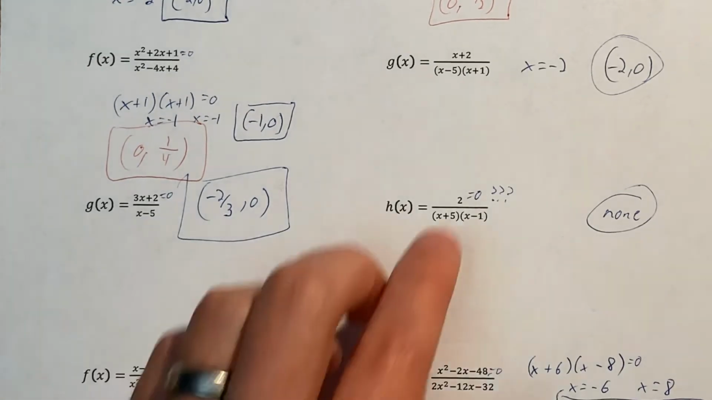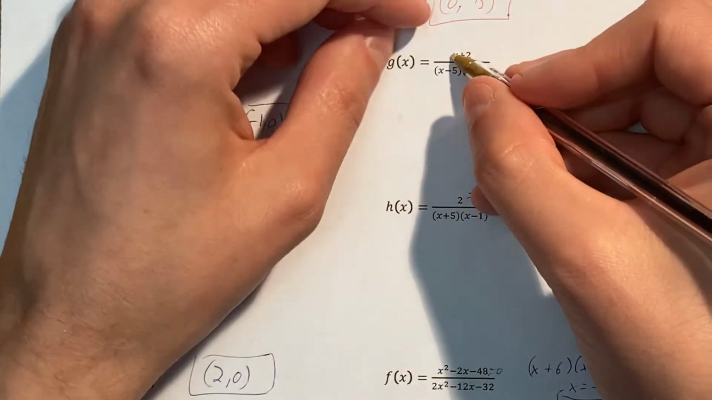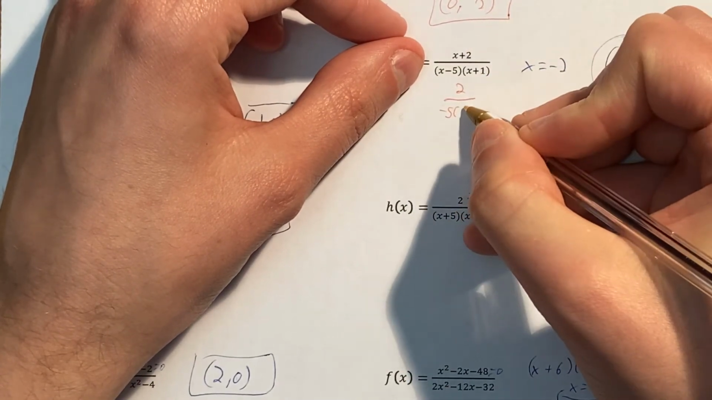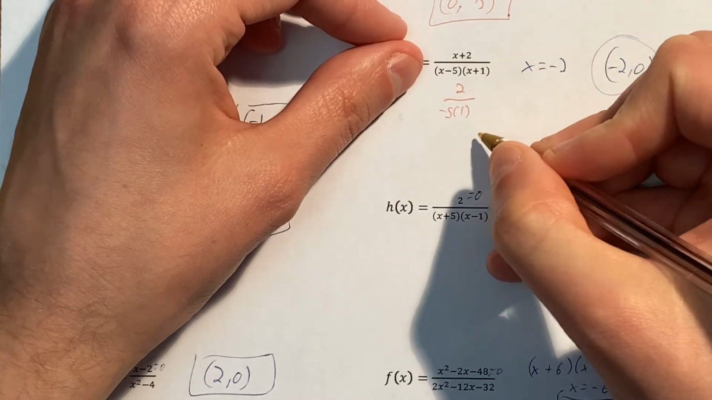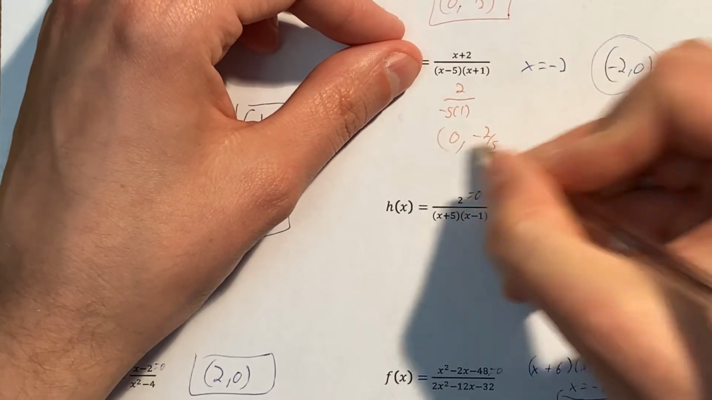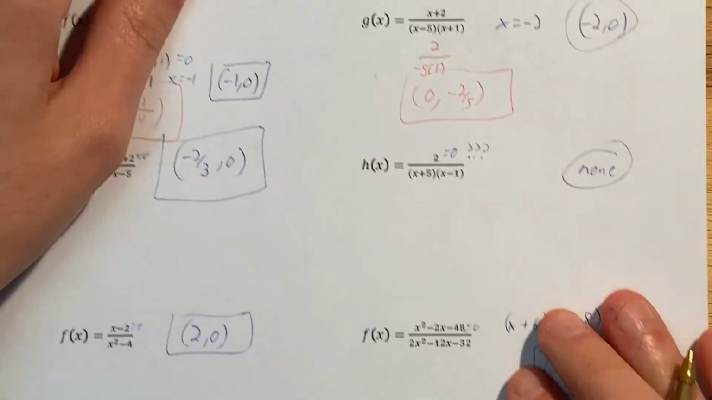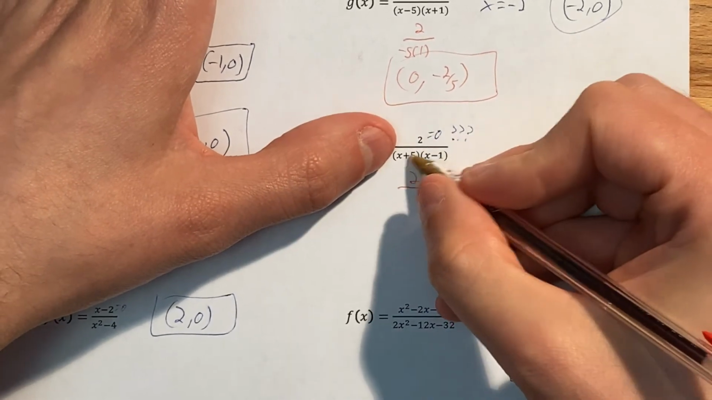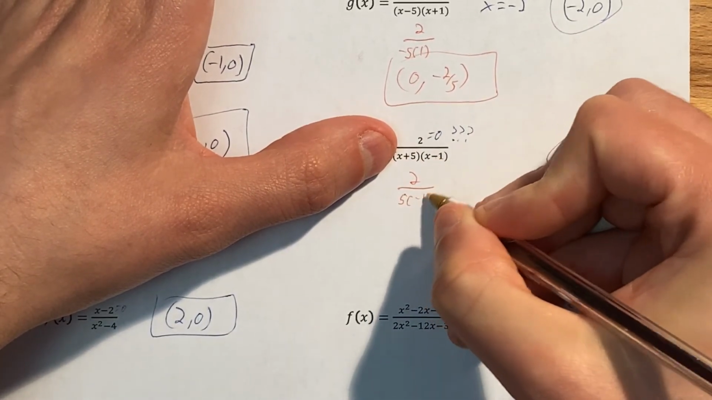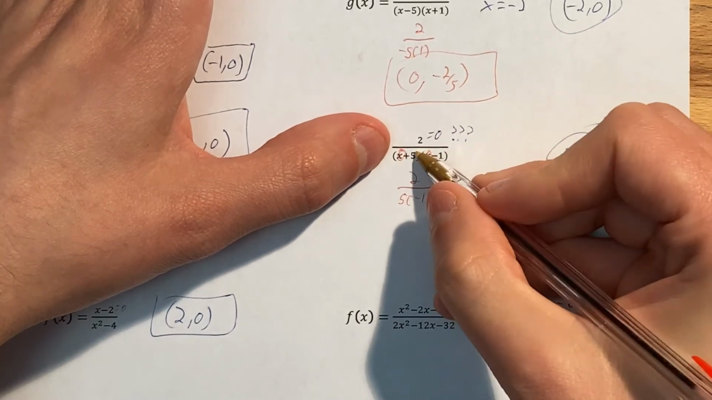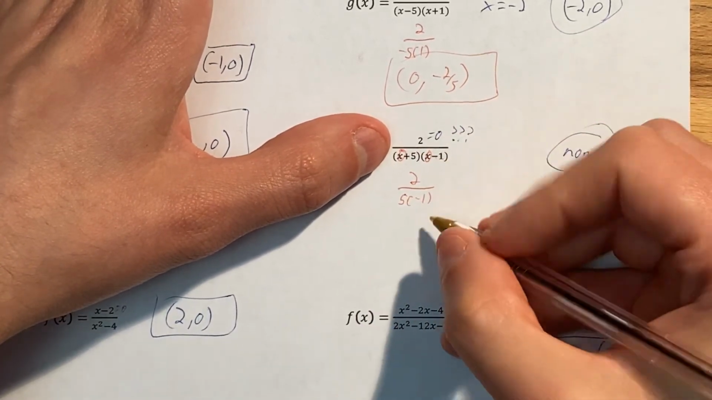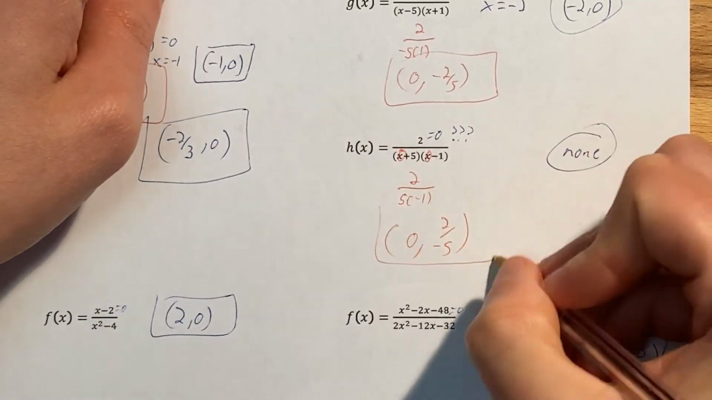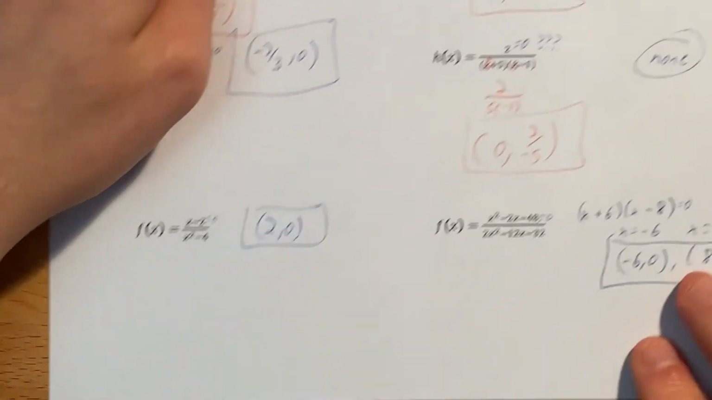Okay, going back and doing the y-intercepts. If you plug in 0 here, you get 2. Plug in 0, you get negative 5 times 0 plus 1 is 1. So negative 2/5. Here, plug in 0, the top is still just 2. This will be 5 times negative 1. So 0 plus 5 is 5, 0 minus 1 is negative 1. So 2 over negative 5. That looks familiar. Like so.